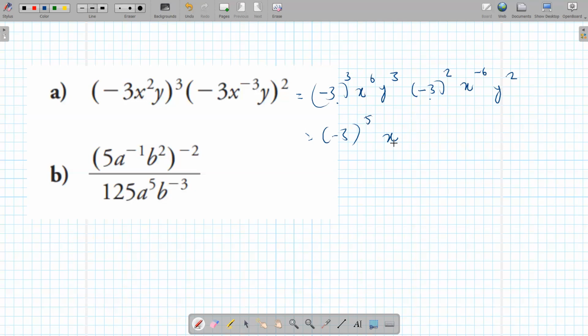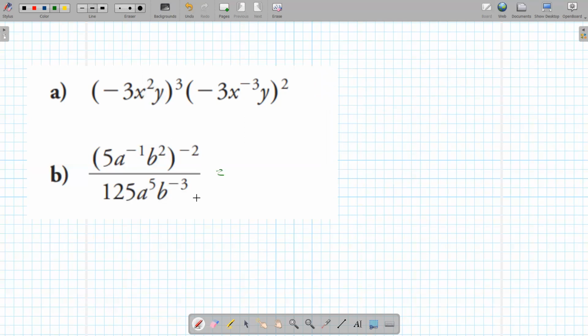Just one. What's 6 plus negative 6? 0, right? What's anything to the power of 0? It's a 1. Yeah, so this thing becomes a 1. How many y's do we have? 5. Yeah, and you're done. That's it. Yeah, that is literally it.